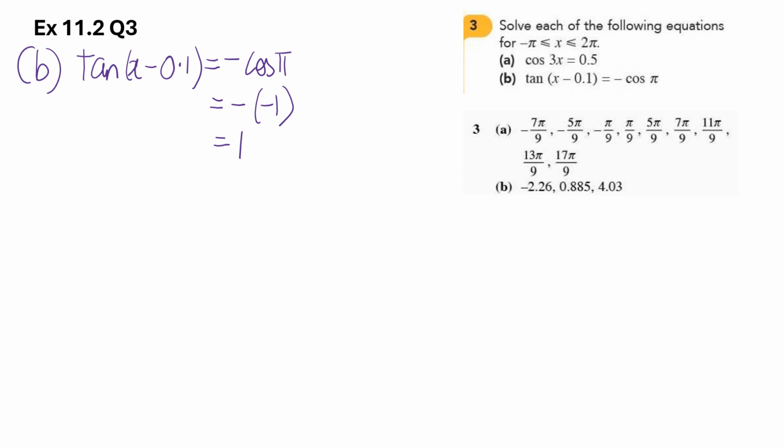So let's identify where we should be getting our answer from. Since 1 is a positive value, the answer would be from the first and the third quadrants.